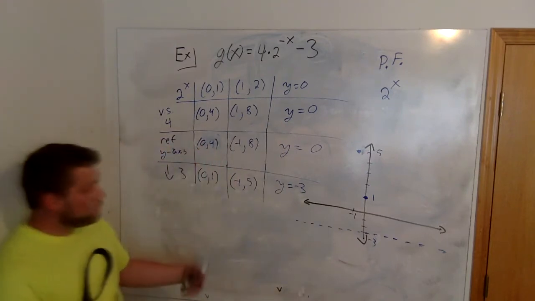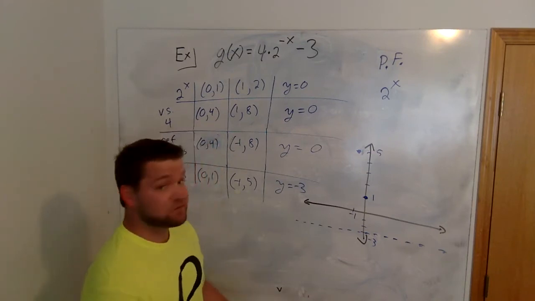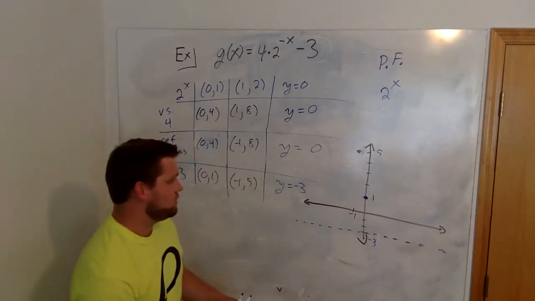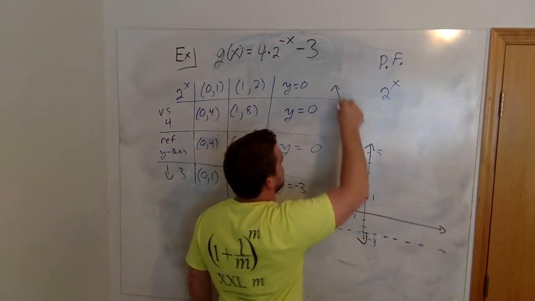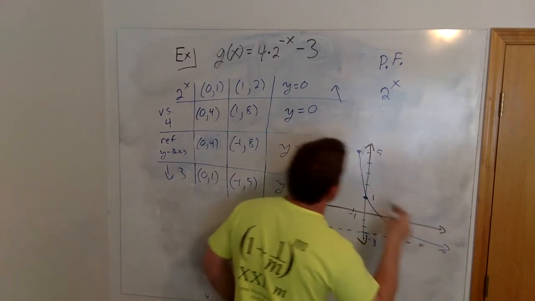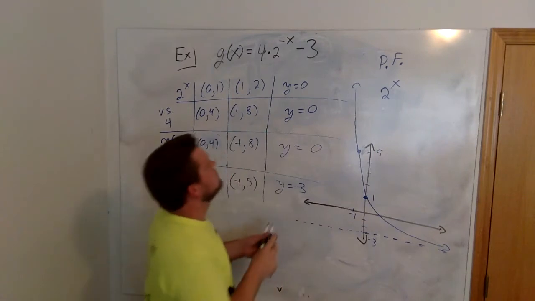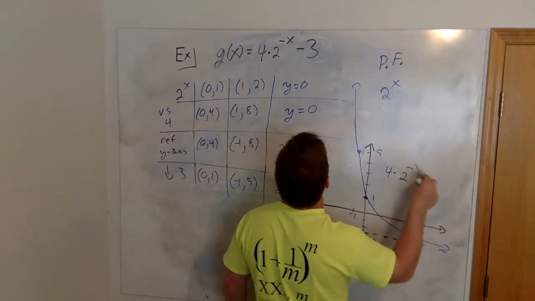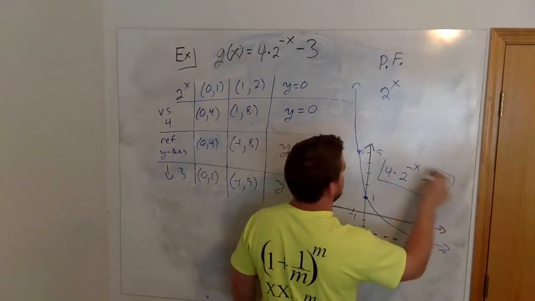Now we want to connect the points. The graph of an exponential will either always be above or always be below the horizontal asymptote. So if I'm going from left to right and connecting the points, the graph will look like this. So here we have it. This is the graph of 4 times 2 to the negative x, minus 3.